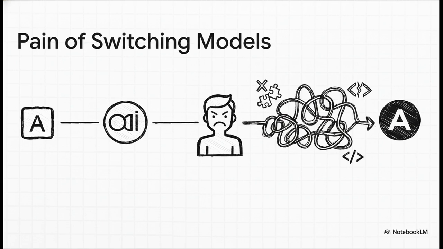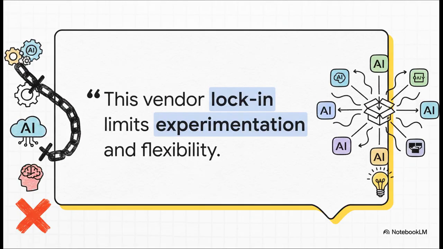And bam, you hit a wall. Suddenly you realize the API format is different, the authentication is different, even the parameter names are different. It means you have to go back and rewrite a whole bunch of your code just for a simple test. And look, this is way more than just a minor inconvenience. This kind of lock-in literally kills experimentation. It makes you think twice before trying a new model, it stops you from finding the best cost-to-performance ratio, and it just totally limits your freedom as a developer.